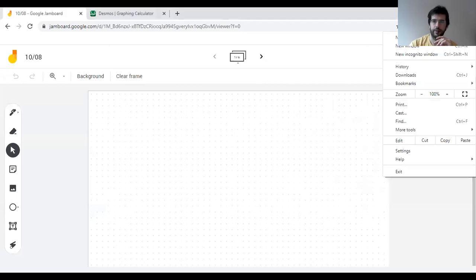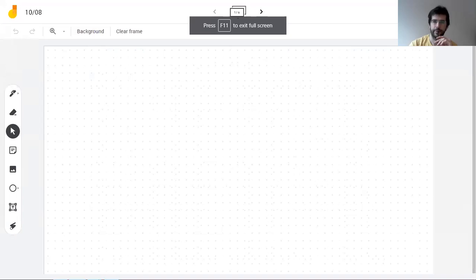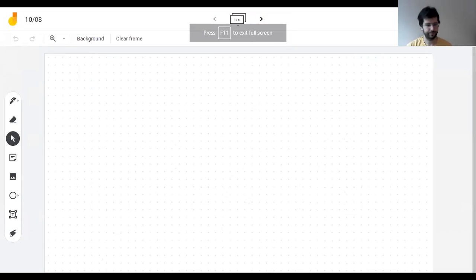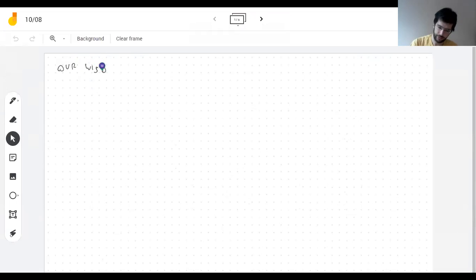Where are we? Here is where we are. Where we are is that we know how to take a bunch of derivatives, and we know that you take the derivative of a sum, you get the sum of the derivatives.